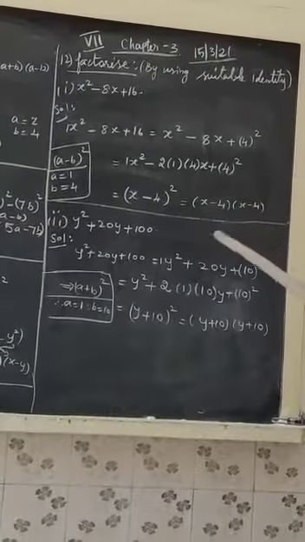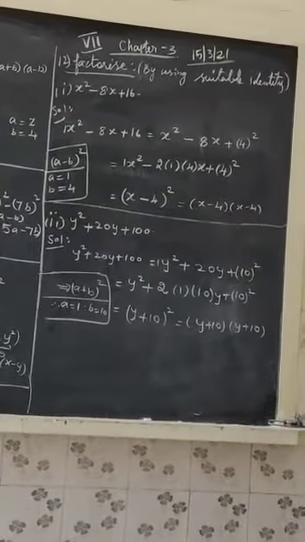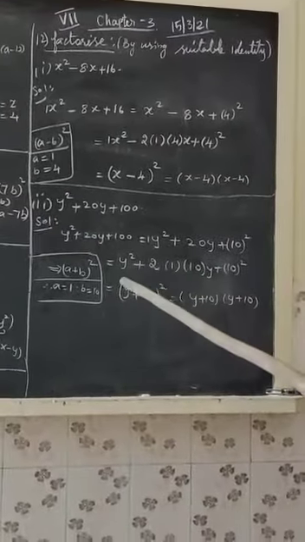So I am getting the answer a minus b the whole square, where a value is x and b value is 4. So x minus 4 the whole square, which we split out and write the polynomial as x minus 4 into x minus 4. Okay, let us see the second problem.